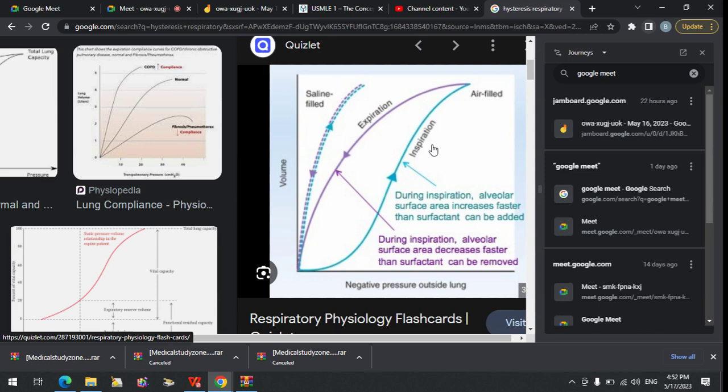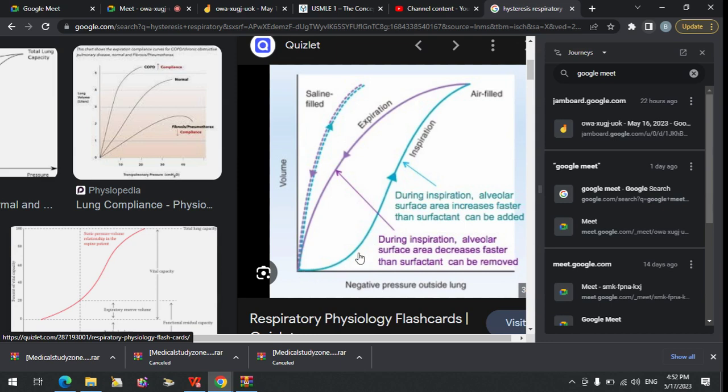Now, look at this curve. Blue curve for inspiration. I think purple should be expiration. Purple is expiration, then green is inspiration. Looking at this green one for inspiration, look at where we are starting.